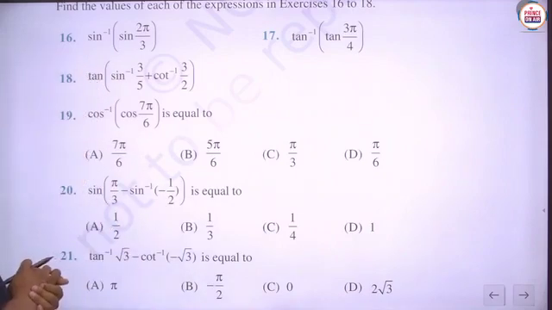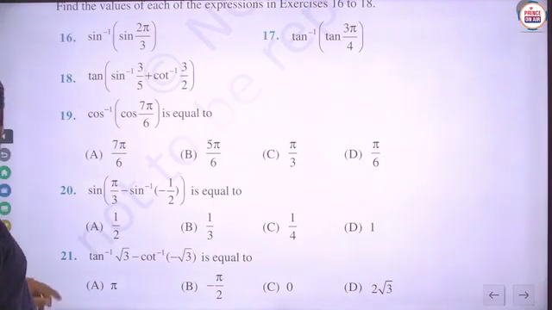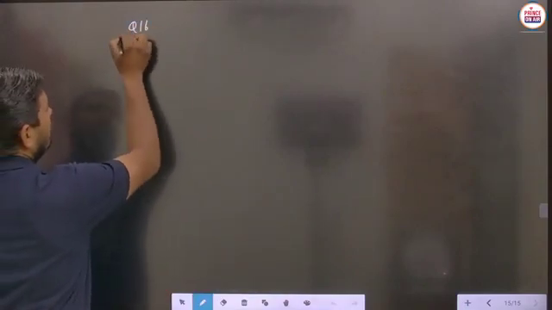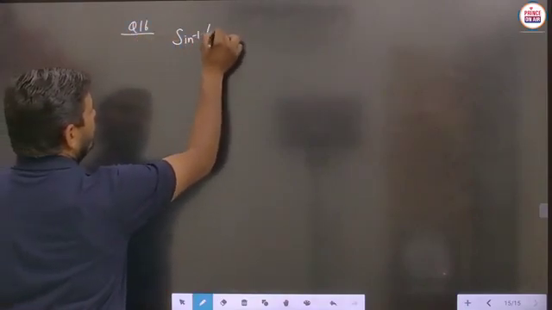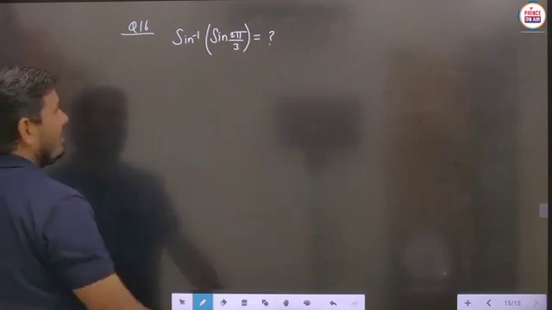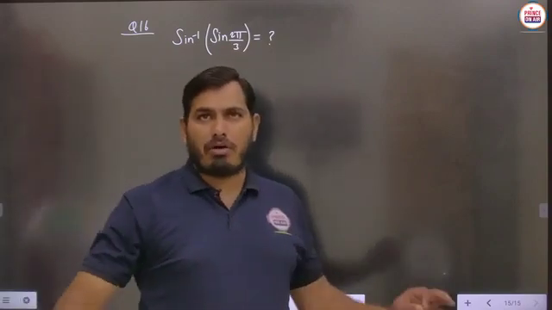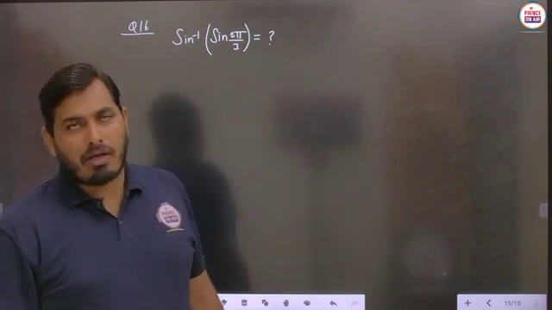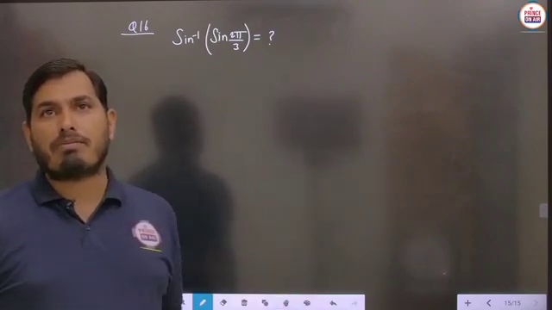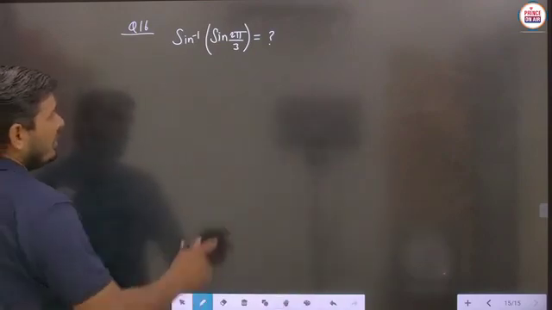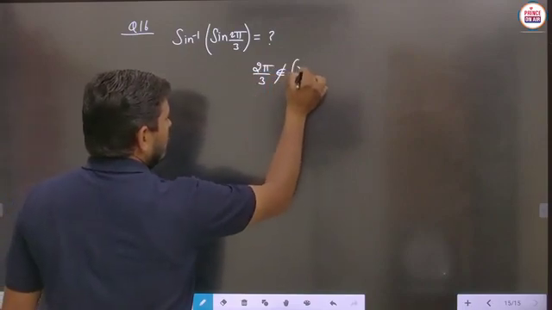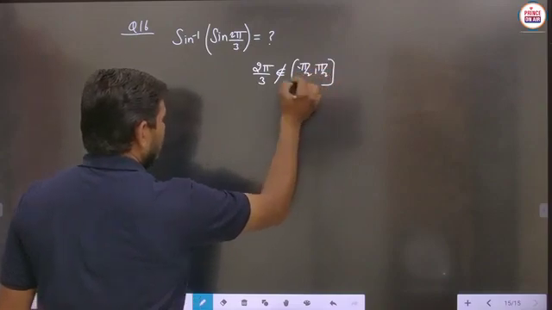Then first, question number 16: sine inverse of sine 2 pi by 3. Some of the students say the answer should be 2 pi by 3, but here a very important property, property number first, we already discussed in this chapter, exercise 2.2, where sine inverse of sine x will become x, but when x belongs to minus pi by 2 to plus pi by 2. So definitely this 2 pi by 3 does not belong to minus pi by 2 to plus pi by 2. That's why the answer cannot be written as 2 pi by 3.